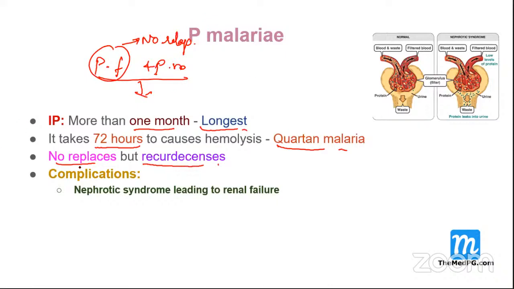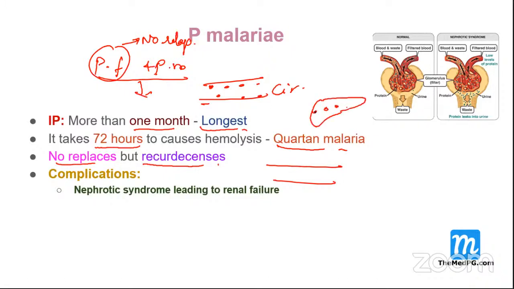So recrudescence: in the peripheral blood, some amount of parasites will be present all the time, but in lesser numbers, in the circulation. Whereas in relapse, even if you draw a blood sample and take a smear, you don't see any parasites in the peripheral blood. They won't be present in circulation. They will be just sleeping in the liver. The liver will be their home and they will be nicely sleeping. So if there are a few parasites in circulation, it will lead to recrudescence. If there are no parasites in circulation but they are present in the liver, it will lead to relapse.